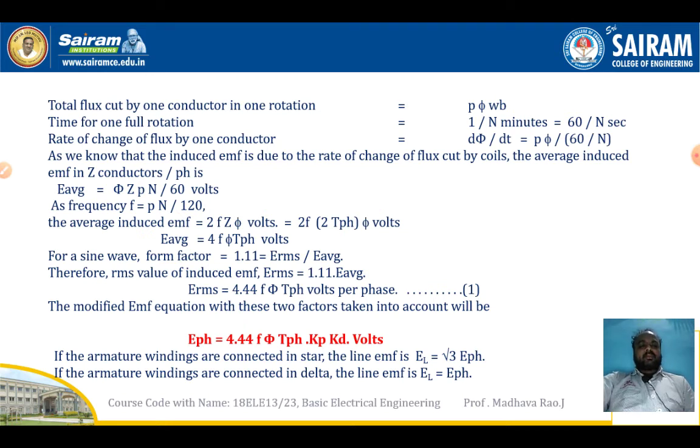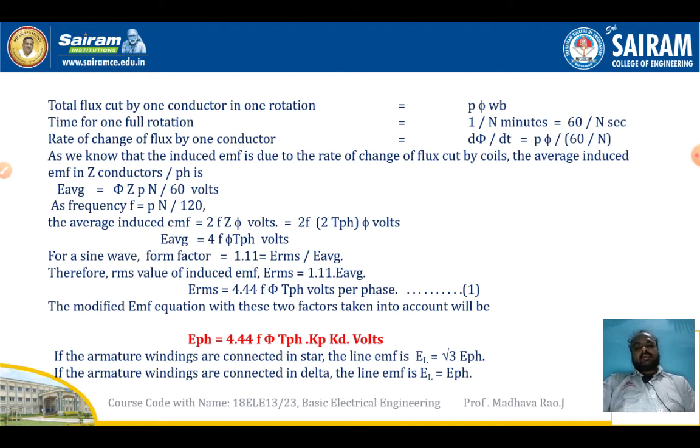So next one, as we know that induced EMF is due to rate of change of flux cut by coils, the average induced EMF in Z conductors per phase. So alternator is having Z number of conductors per phase, that is ZPH. Now E average, that is total induced EMF in terms of average, is equal to phi Z P N by 60 volts, right?